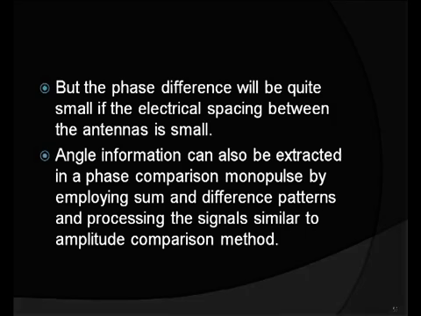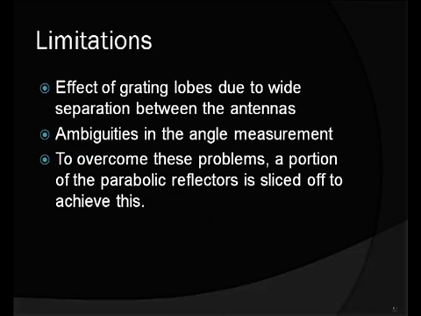An analysis of the sum and difference patterns for the phase comparison monopulse shows that a 90-degree phase shift has to be introduced in the difference signal so that the output of the phase sensitive detector is an error signal whose amplitude is a function of the sine of the angle of arrival from the target, measured with reference to the perpendicular to the two antennas. What are the limitations of this phase comparison monopulse?